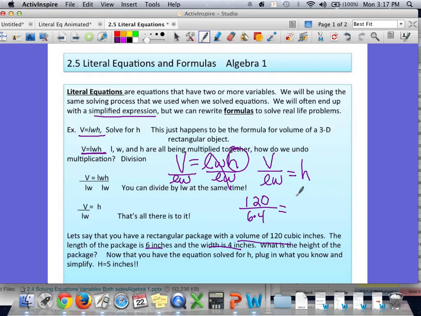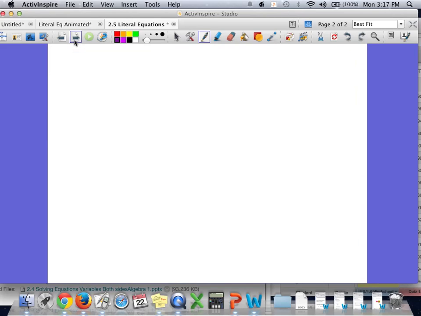So that becomes 120 divided by 24. And when you plug that in and divide, you will get 5, which means the height is 5 inches. Okay, it's very, very simple. Each one of these problems will be a little different. Now, let me show you one problem that seems to come up a lot.